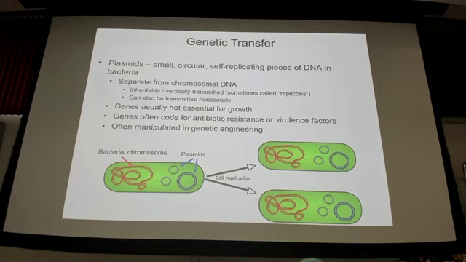On average, they're usually between, let's say, 2 to 4 megabase pairs. Again, if you contrast that to humans, we have like 3.2 billion base pairs.